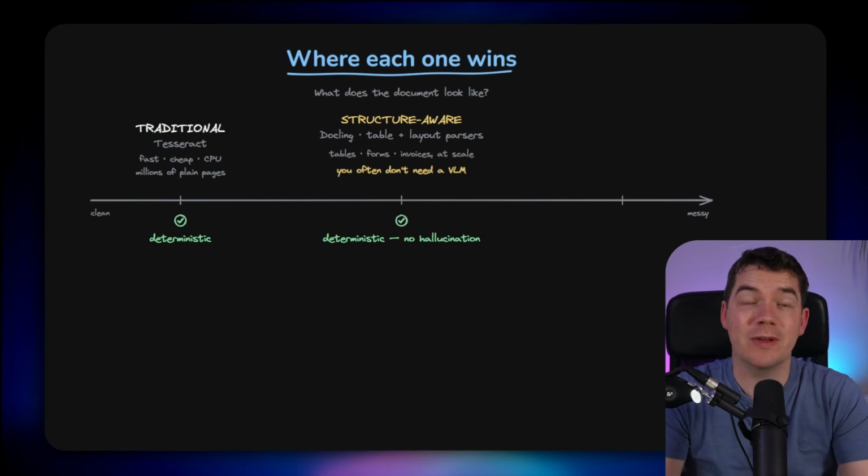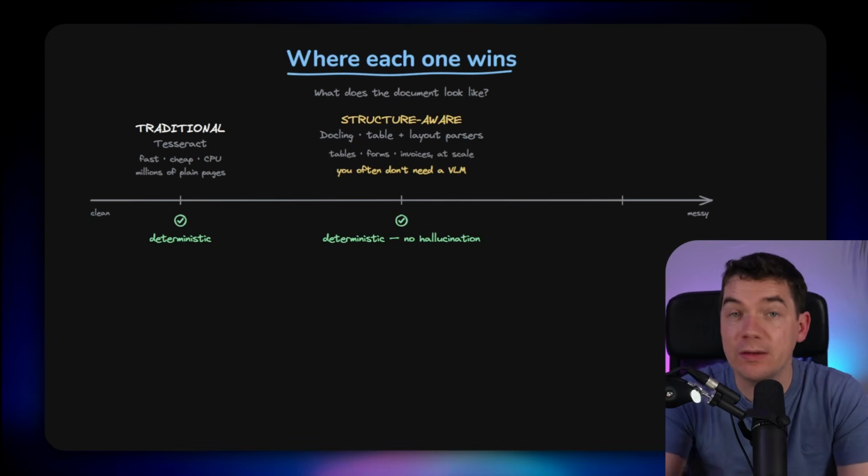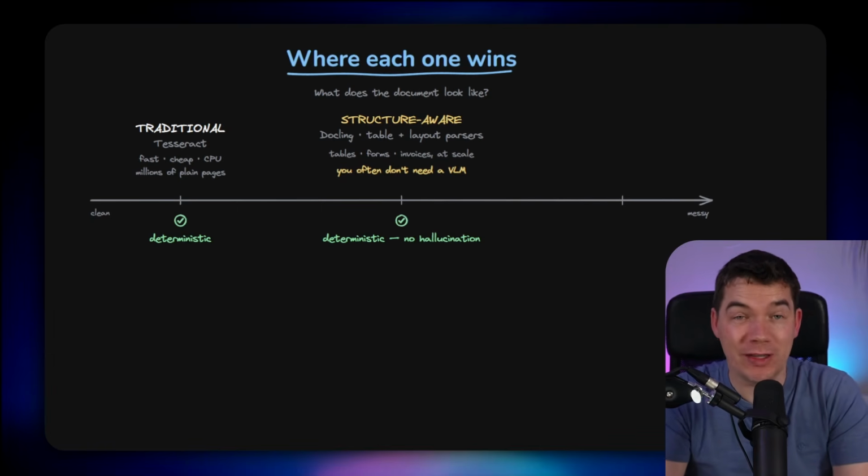If your documents are structured, so tables, forms, invoices, the kind of thing where the layout carries a lot of meaning, then very often the likes of Docling, a structure-aware parser, that's essentially the sweet spot for it.